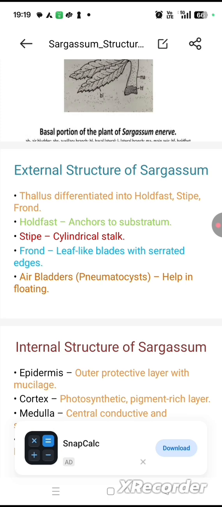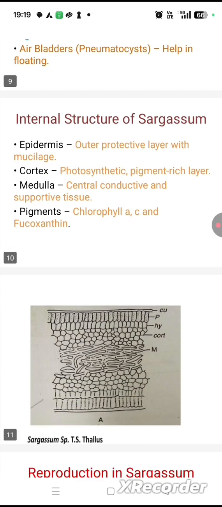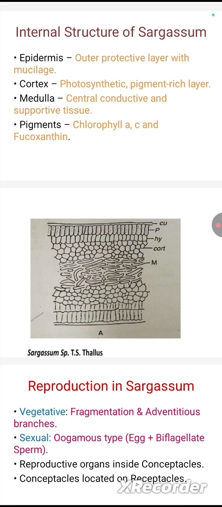Internally, the thallus is made up of three layers: epidermis, cortex, and medulla. The epidermis is the outer protective layer with mucilage. The cortex is the middle layer with the photosynthetic pigments like fucoxanthin. The medulla is the central conducting tissue that gives mechanical strength. This picture shows the transverse section of the Sargassum thallus.